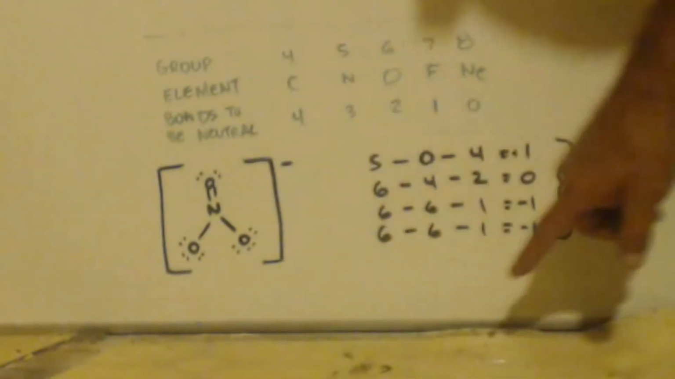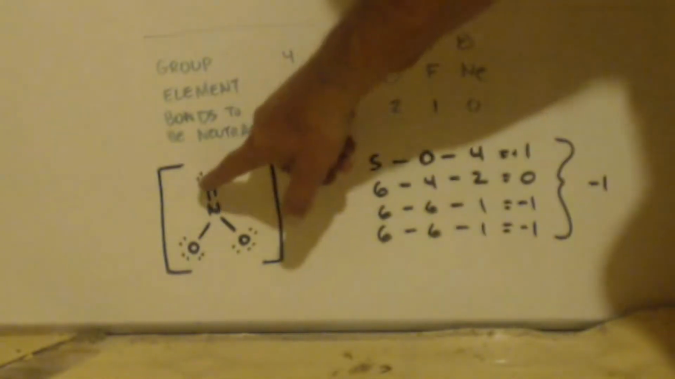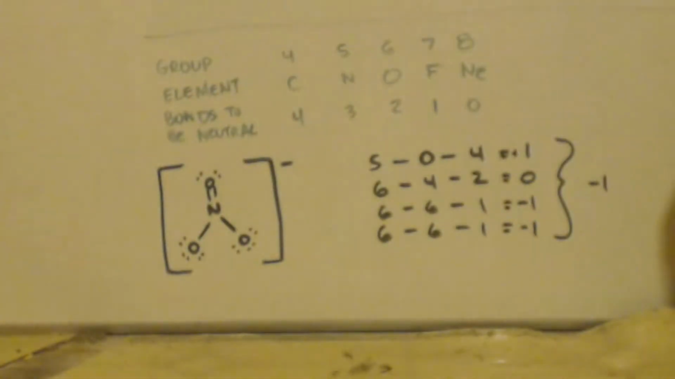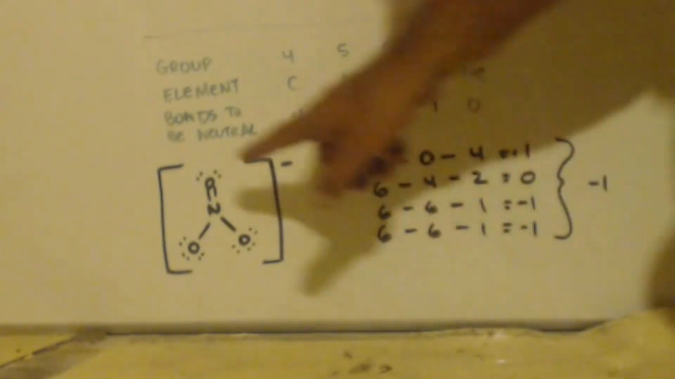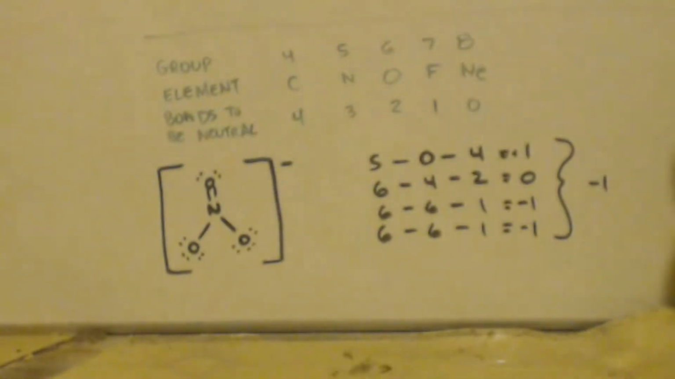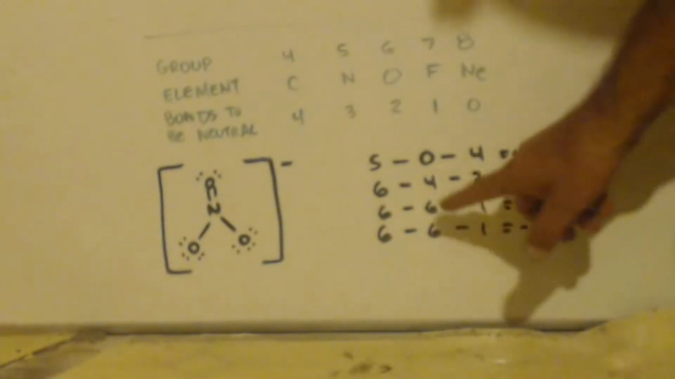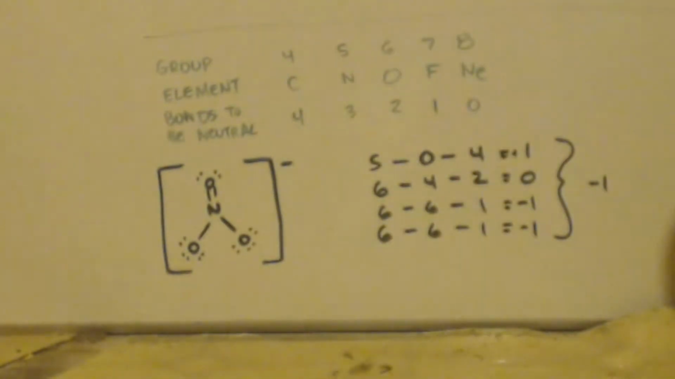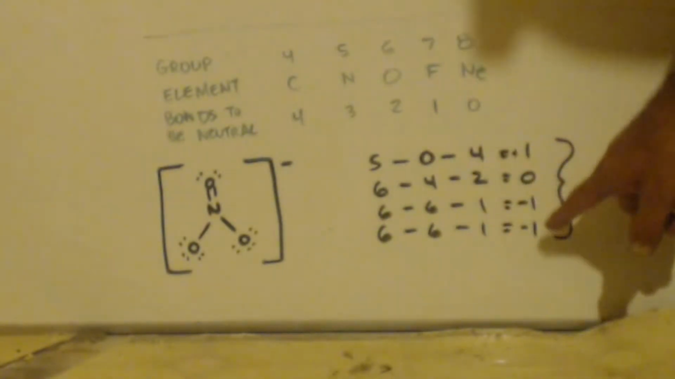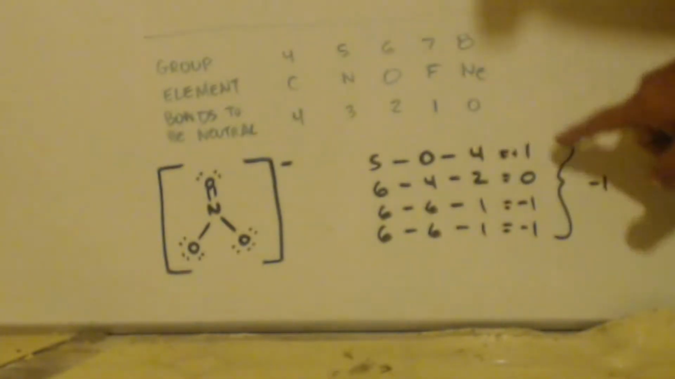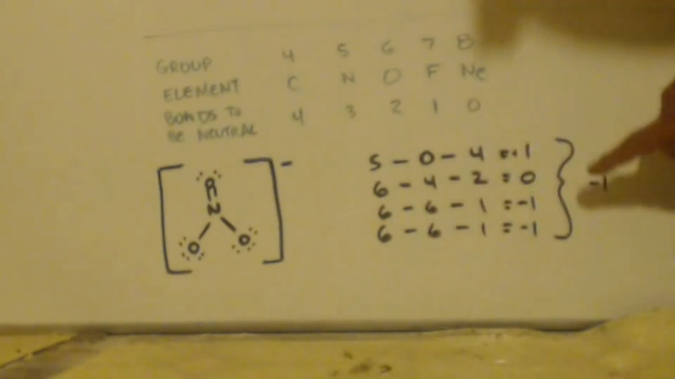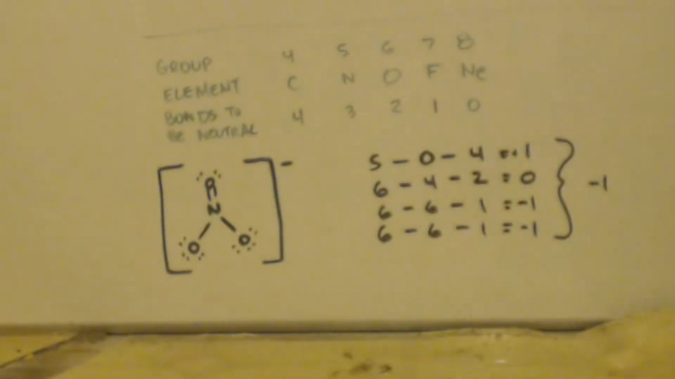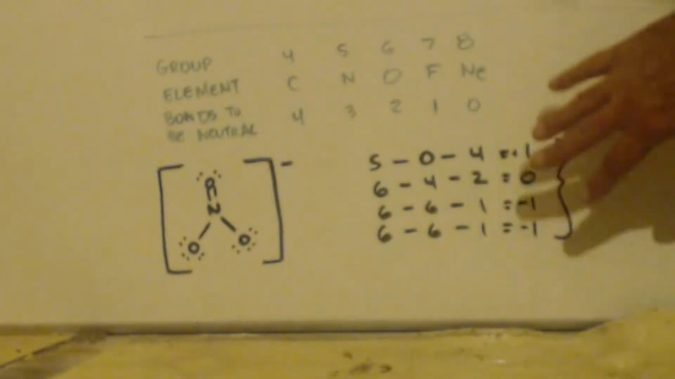Let's do this top oxygen. It is in group 6, so it has 6 valence electrons, minus the 4 non-bonding electrons, minus the 2 bonds it has. So it has no charge. Each one of these down here, as you can see I did it twice, should have 6 minus the 6 that they have that are non-bonding, minus 1 bond. So they each have a -1 charge. Overall, the whole molecule, +1 and 2 negative ones, it's overall a -1 charge. So this is all good.